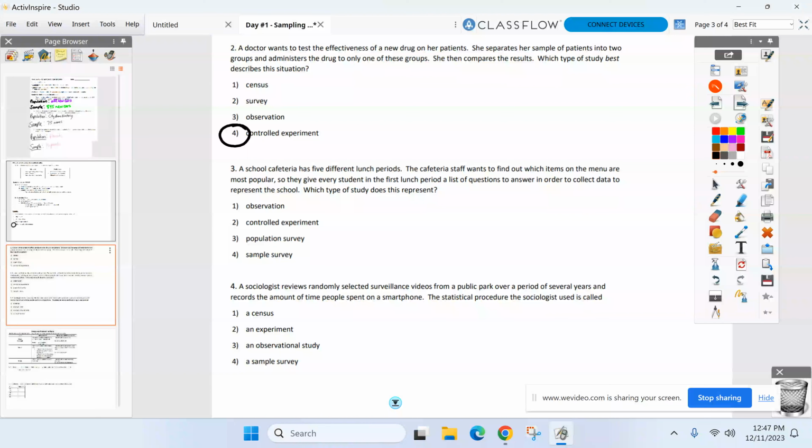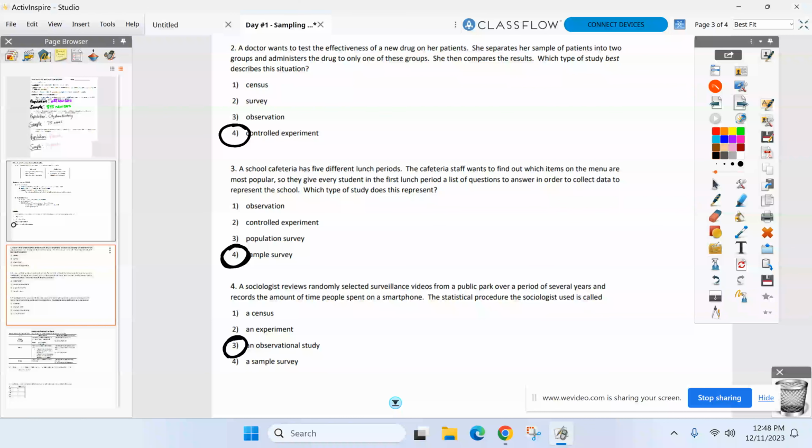Right, I'm only doing the first lunch period. I'm not giving it to every single student. If I gave it to every single student, I'd get the population survey, but that's not possible, so I'm just doing a sample survey. And then number 4, this is not a controlled experiment. I'm not dividing. What am I just doing? Watching. That's it. So this is your example of an observational study.